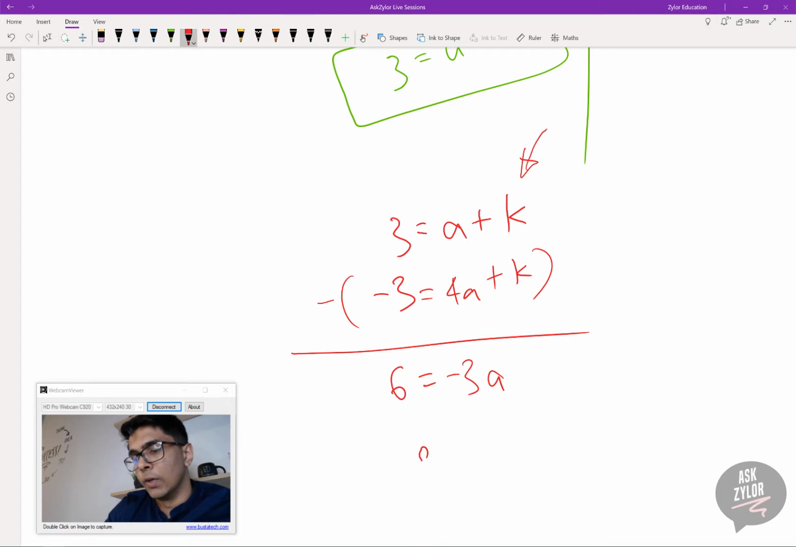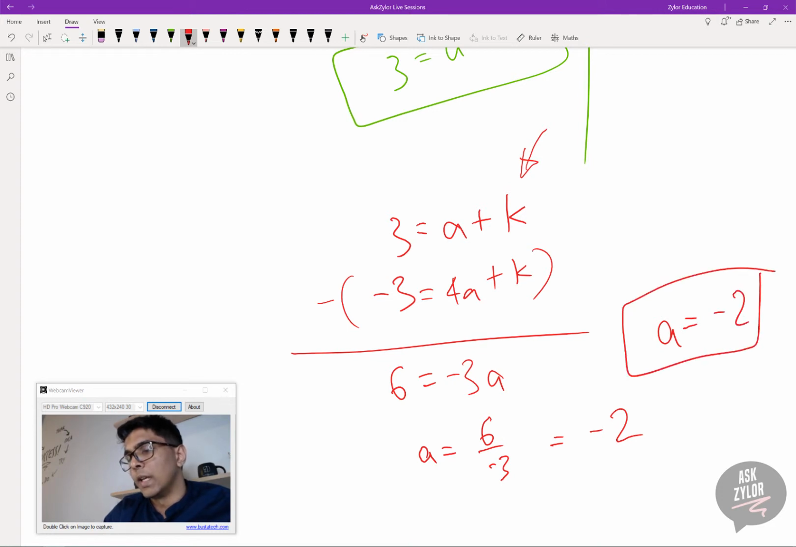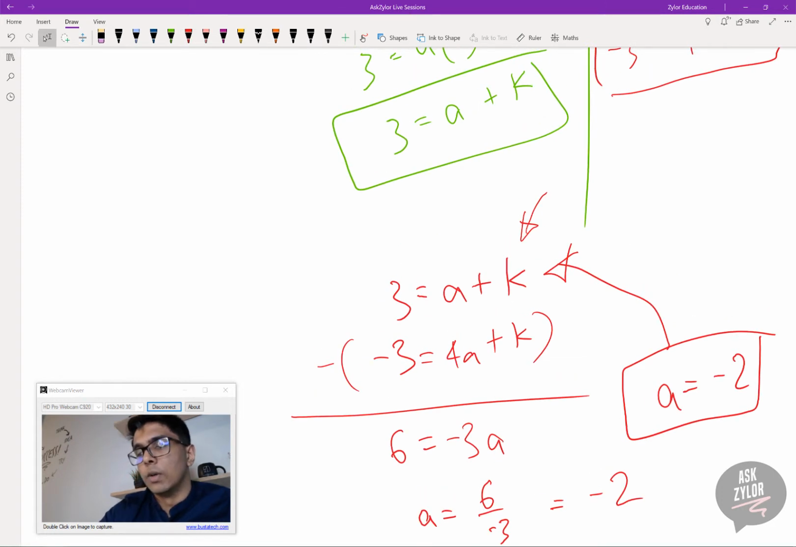So then I can go ahead and simplify for my a value. So a is going to be 6 over negative 3, or a is going to be negative 2. So we found one of the values. We found a. How do we find k? We can plug it into either one of the two equations that we came up with. So I can plug it into the first equation. So I have 3 is equal to a, which is now negative 2, plus k, and then k would be 3 plus 2, which is 5.